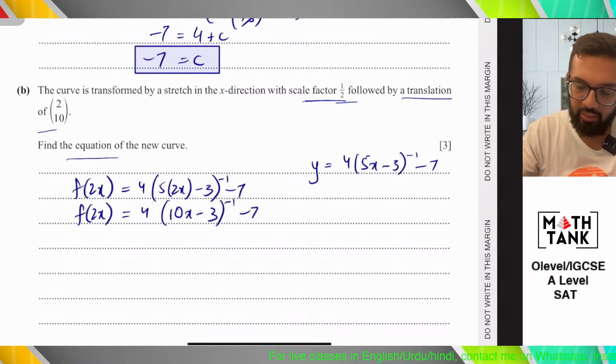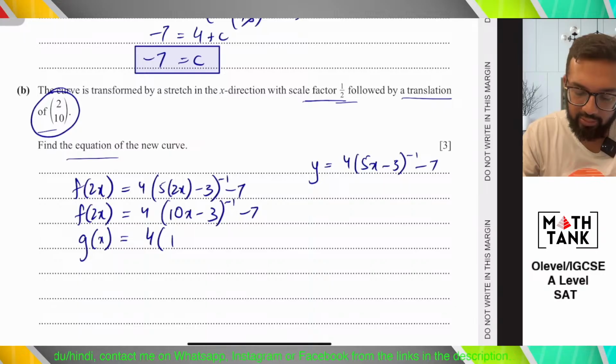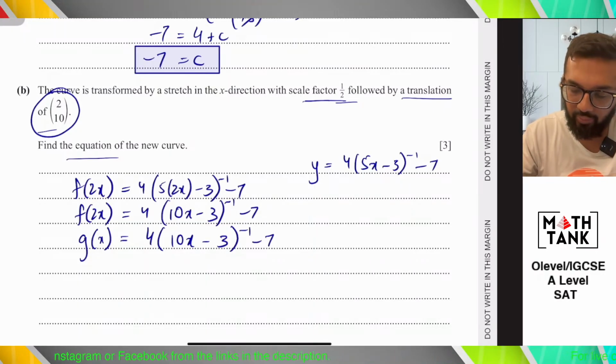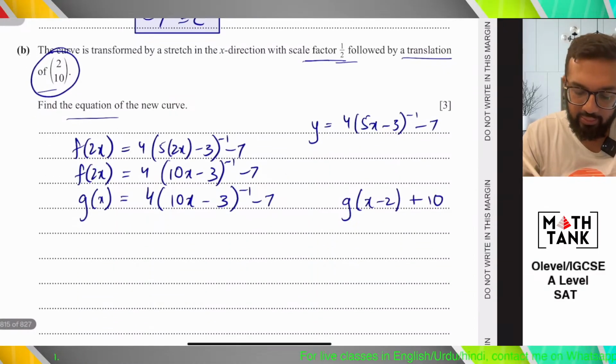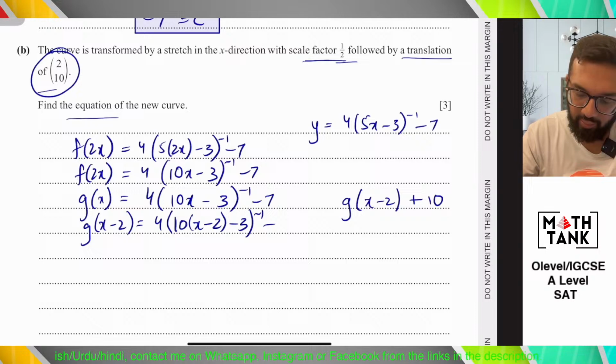Okay, and then I want a translation. So then I want what? Let's assume that this is now g of x. What I want now is for each x to be translated 2 units forward. That means I need g of x minus 2, and I also want plus 10. So I'm going to replace every x with x minus 2, and then put a plus 10 outside.